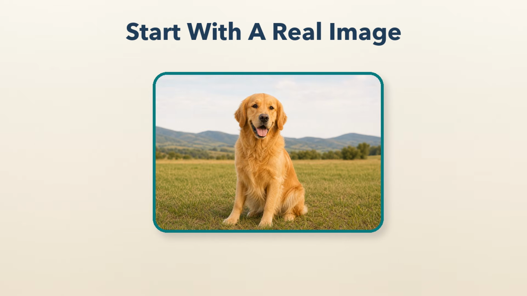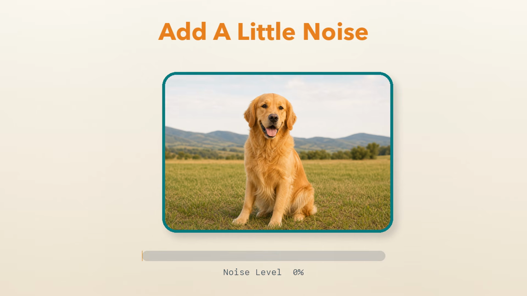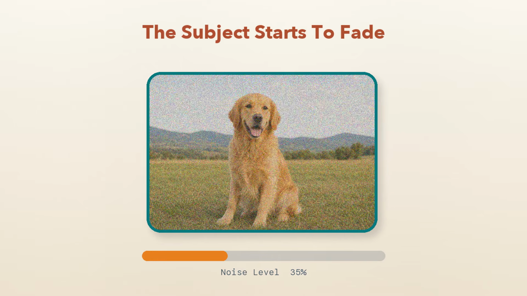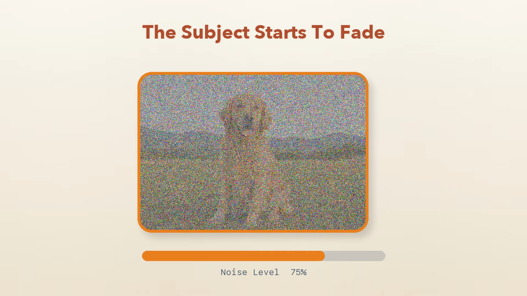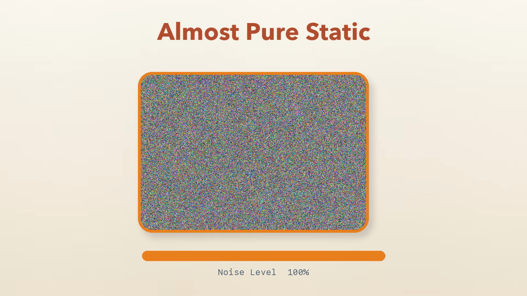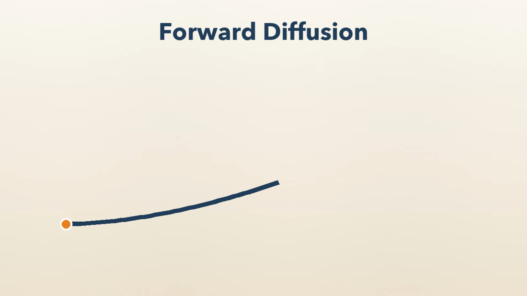The process begins with a normal image, such as a photograph of a dog. During training, the system gradually adds noise to it. After a few steps, the dog becomes difficult to recognize. After many steps, the image becomes almost pure static. The model sees both the original image and every noisy version created from it. This first stage is called the forward diffusion process.